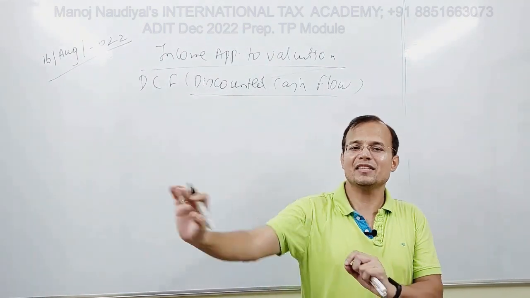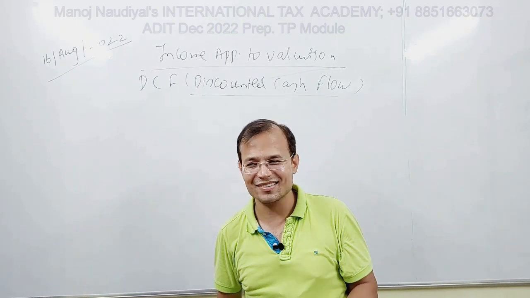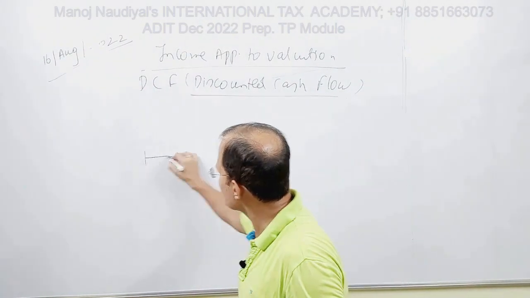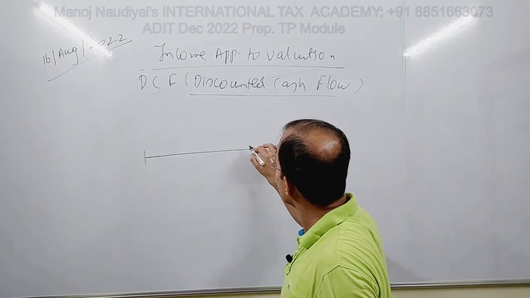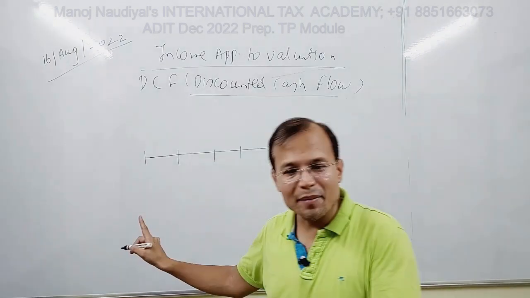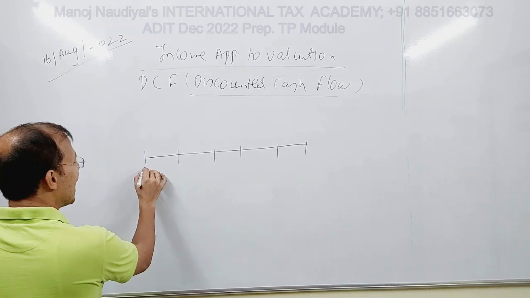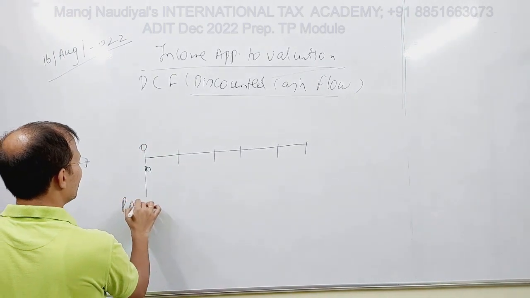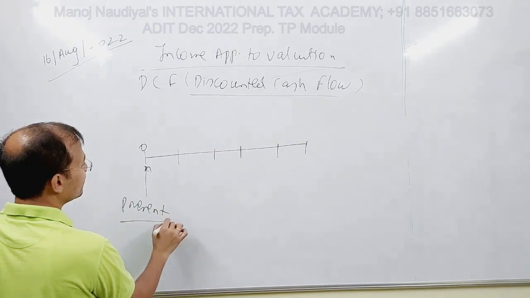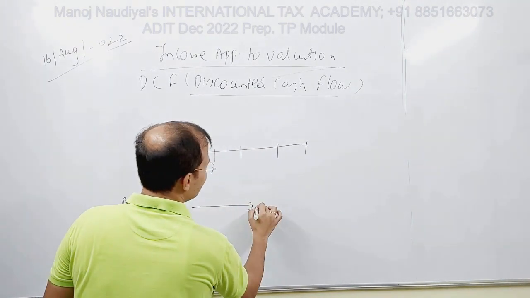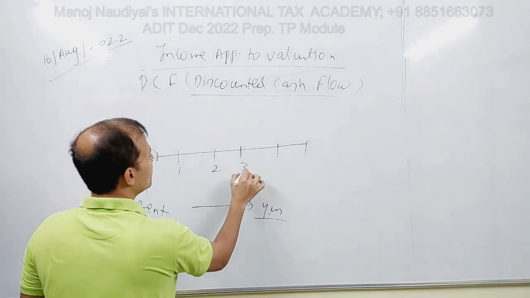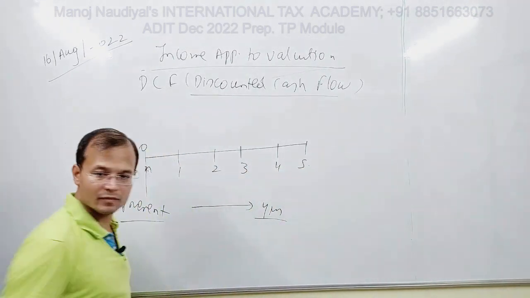See, a little of mathematics, but I'll not give you the formulas, although you might already know them. Let us draw a timeline. This is a timeline, right? This is at present, 0. You are here. These are years: 1, 2, 3, 4, 5. 5 years.